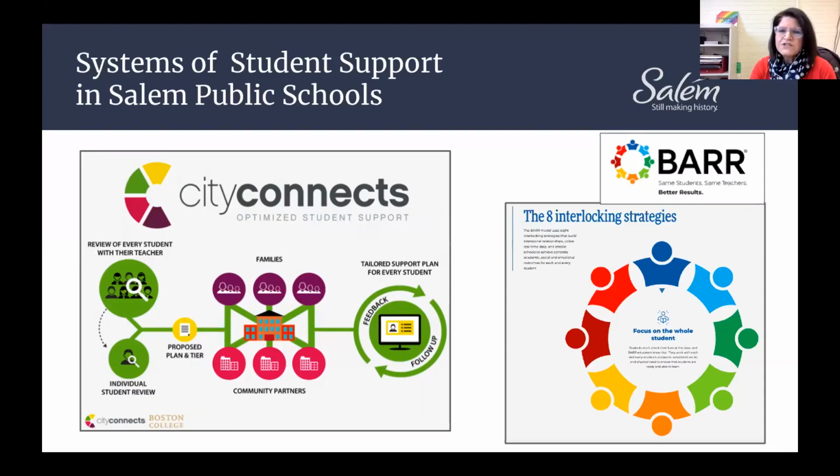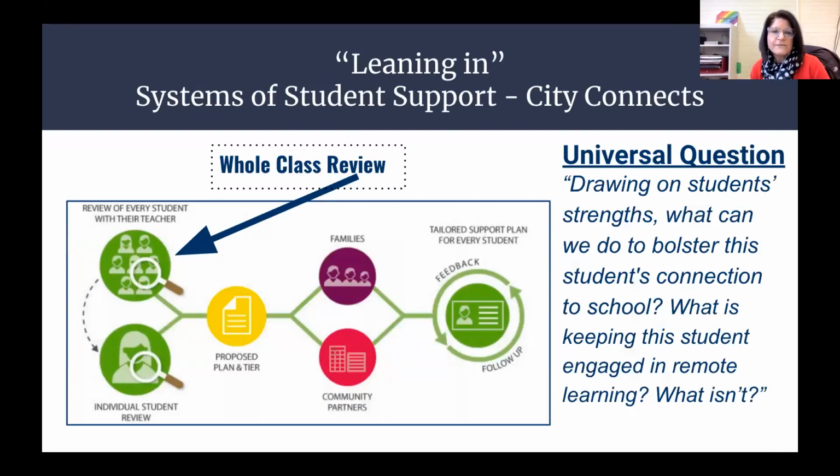So I just wanted to highlight, before I get into the universal family engagement strategy we used, one of the things that we did when talking about leaning into our systems of student support. In our City Connects schools, we have what's called whole class reviews, when we look at every single student's strengths and needs across all 4 domains of healthy development, including academic, social, emotional, health, and family. And we create an individualized student support plan. And during that whole class review, each of our coordinators, which is what is considered the navigator, asked the question during that fall of 2020, drawing on our students' strengths, how can we bolster the student's connection to school? What's keeping the student engaged in remote learning and what isn't? We wanted information specifically about that time period, but we used a structure we were already using to get that information.